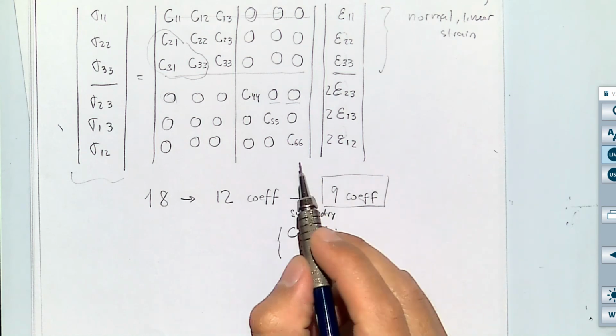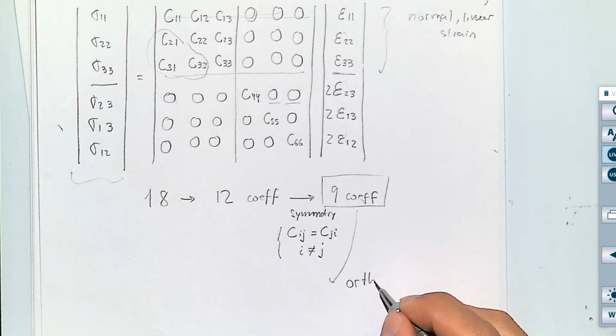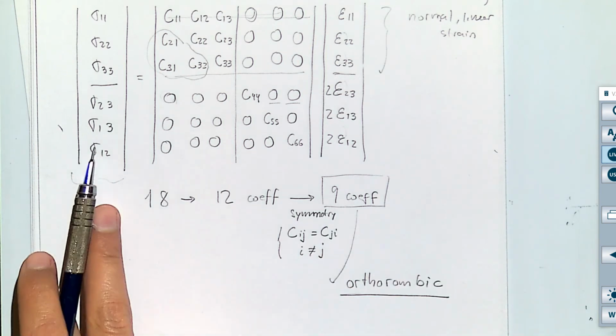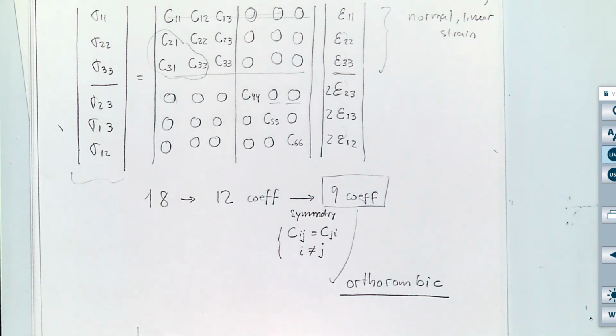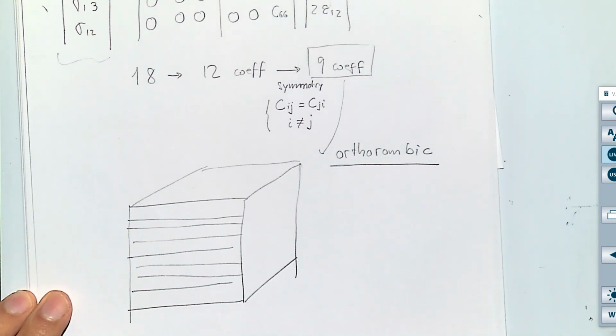This matrix with 9 independent coefficients is what is called the orthorhombic model. And that orthorhombic model can help calculate stresses and strains for media that have different stiffnesses in different directions, where the 3 directions are different. For example, consider a layered rock.